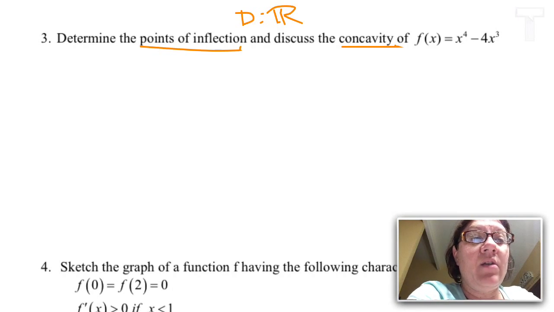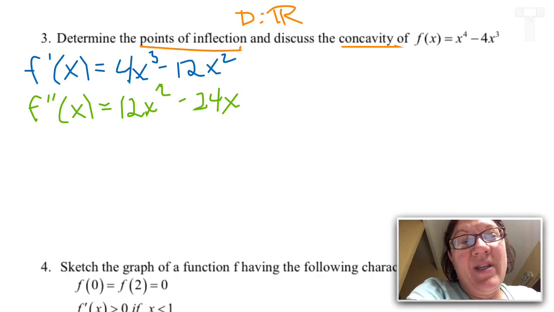Okay, so get me to the second derivative all by yourself. Kind of too easy, wasn't it? I'm sorry for insulting you.